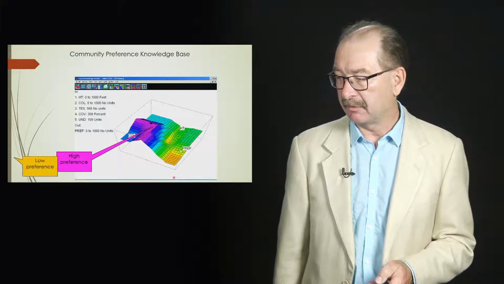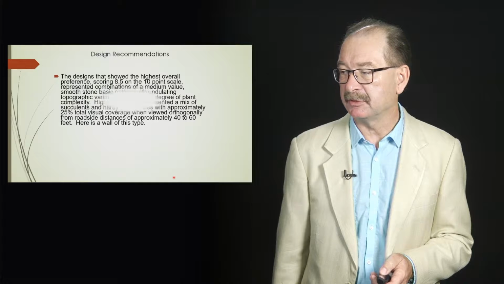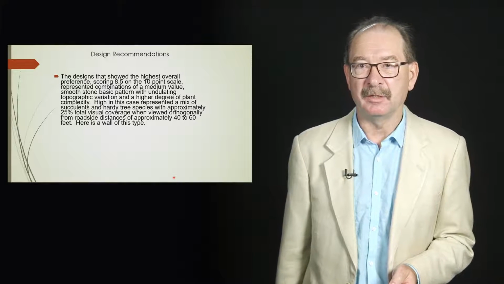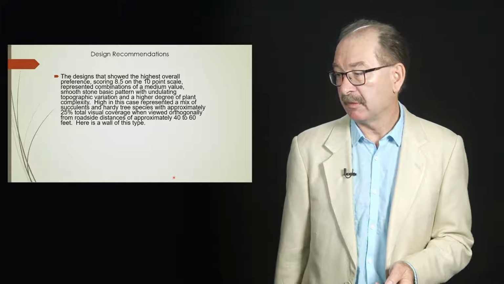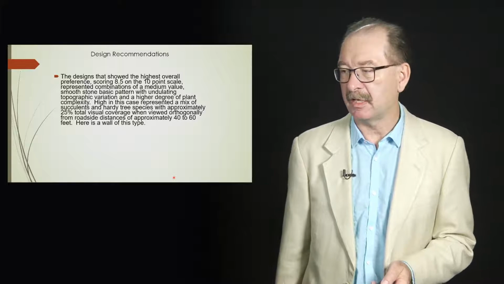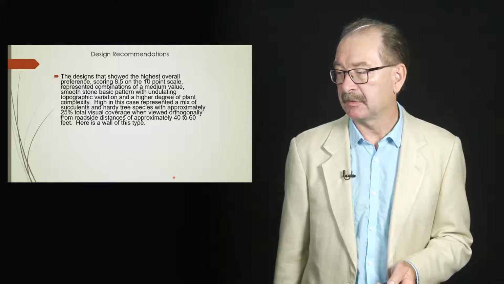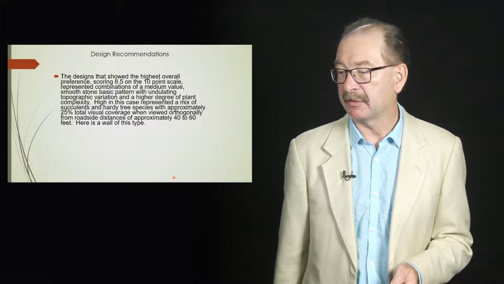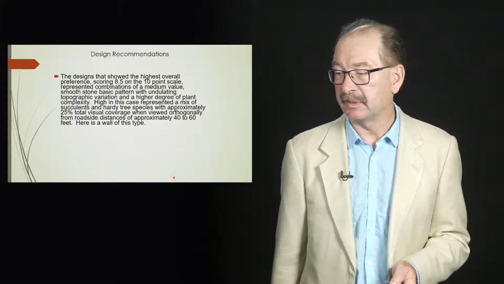So, as we noted, there's high preference, there's low preference. We've talked about this. So, design recommendations. This is basically what we wrote into the message to the designers. This is part of our report. So we said, verbally, we show them the slides, but verbally we say, medium value smooth stone combination with undulating topographic variation and a high degree of plant complexity. And what that means is about 25% total coverage, and this is from a distance of 40 to 60 feet.